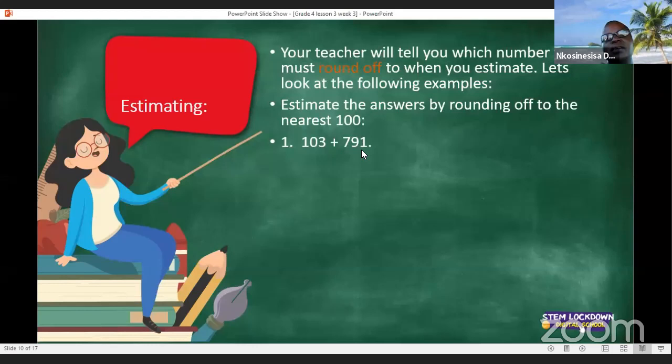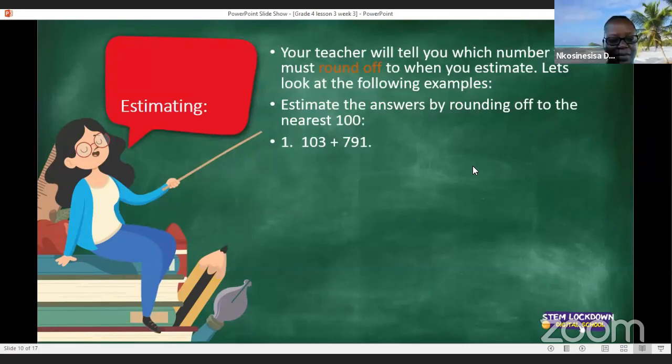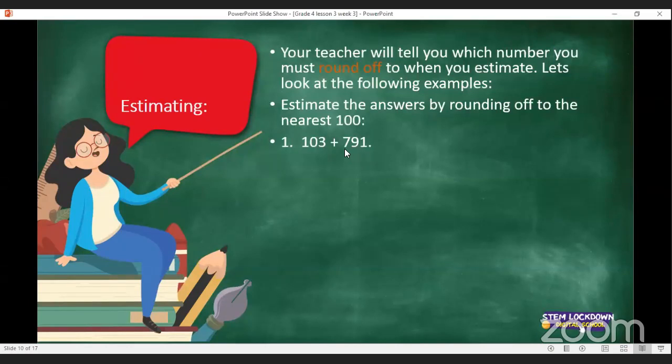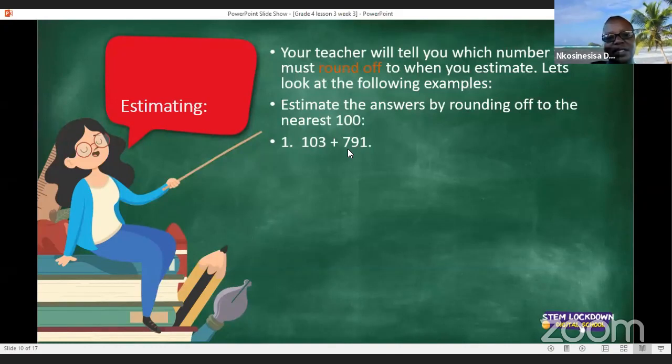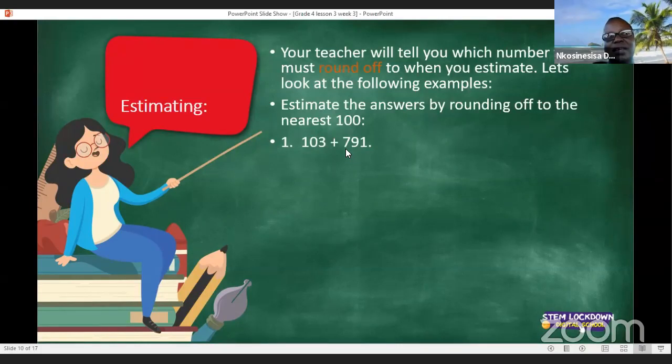791 to the nearest 100. Okay, who is unmuted? Ma'am? Yes, who am I talking to? Zoe. Zoe, yes. Take us through. Ma'am, so you have to look at the hundreds. Yes, so we found the number. So which number is the hundreds? Pardon? Which number is the hundreds? 7. Well done.